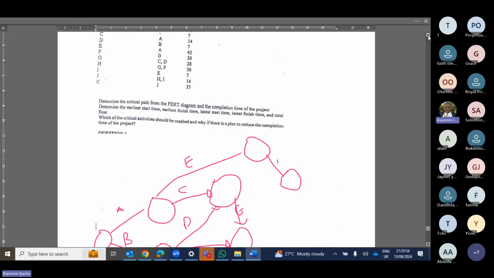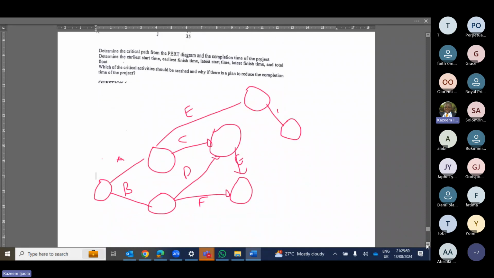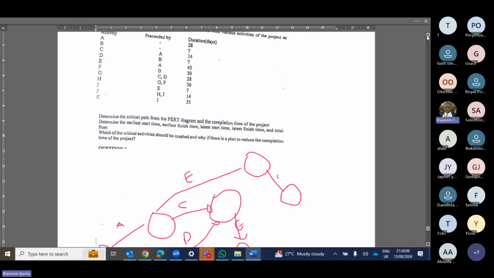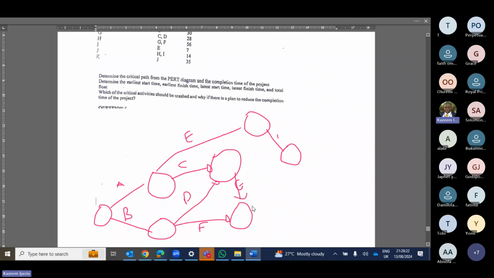Have we formed H? We haven't formed H. GF forms our H. So this is G and F, and G and F form H. Then H must meet up with what? With I. So this is our H from GF, but it must meet up with this I.